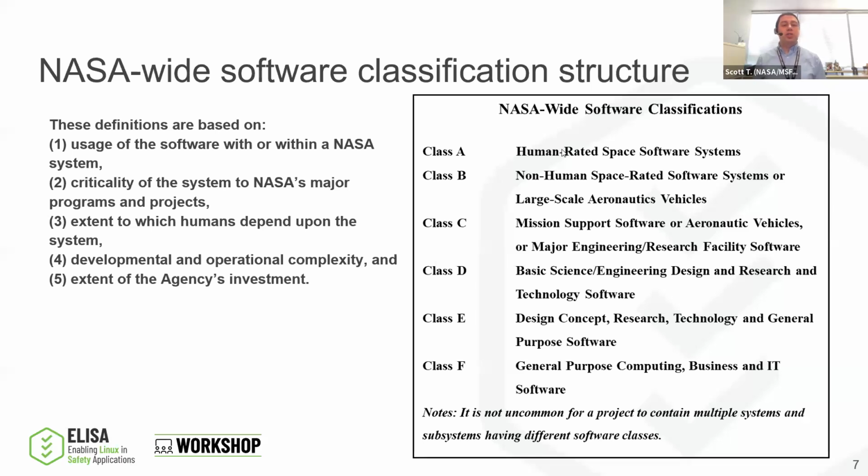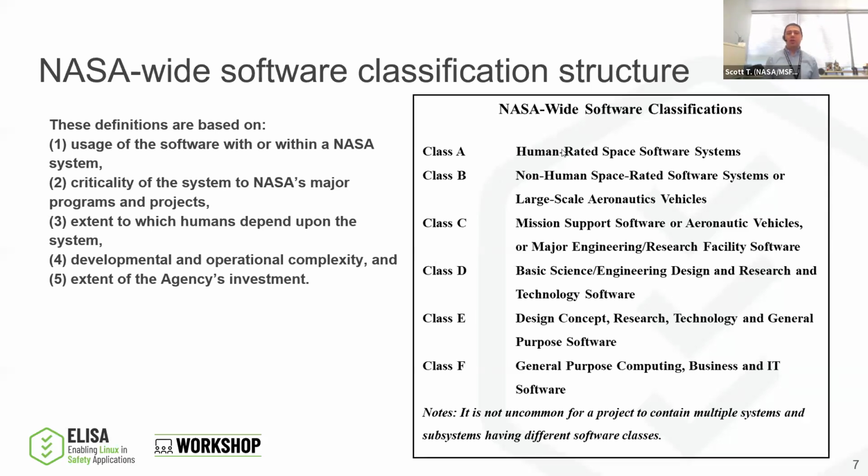We also look at the extent to which humans depend upon that system. Again, how often do we use the system, and are we using it to save our lives? We want to look at the developmental and operational complexity. If it's a very simple operation, we just won't worry about it, but if it's very complex, we'll have multiple levels. Also, the agency's investments in this. So essentially, we break it down into 6 levels.